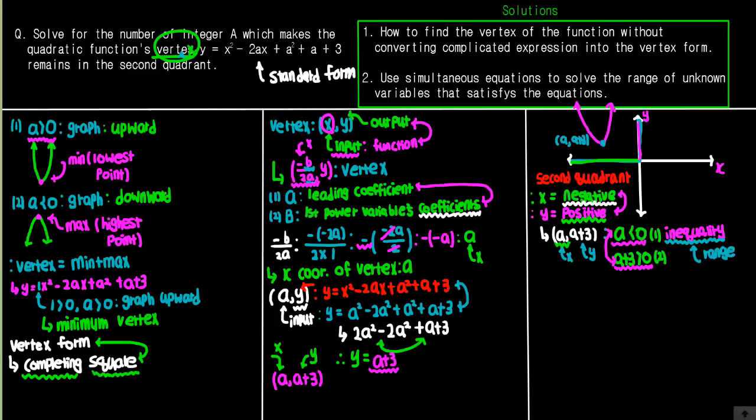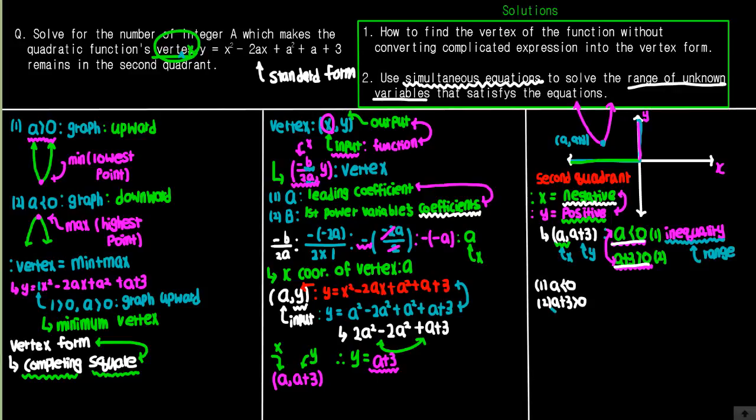But we need to be careful when trying to find the value of a here. We need to solve for the a value that satisfies a is less than 0 and a plus 3 is greater than 0, which means we need to use simultaneous inequalities to solve for the range of the unknown variable. And this is the most important thing when solving these particular questions. First, if we write our inequalities down again, a is less than 0. And the second one was a plus 3 is greater than 0.